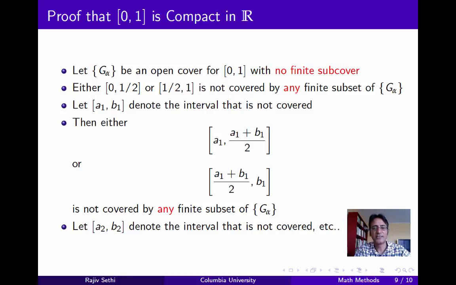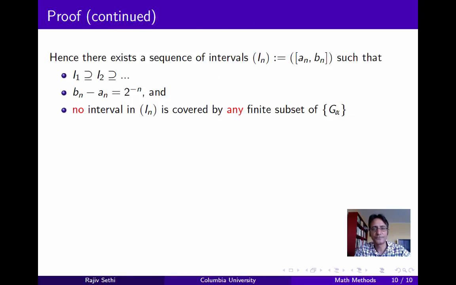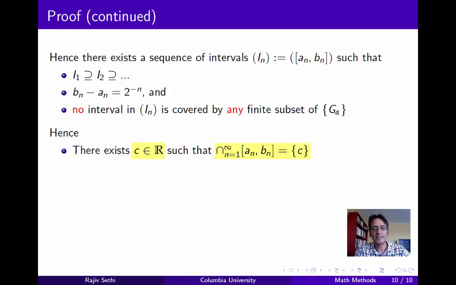And we can iterate this reasoning to get a sequence of nested intervals. So you can see where we're going with this. We'll obtain a sequence of intervals, each of which contains its successor. And these are intervals of decreasing length, in fact, in the limit of vanishing length, such that no interval in this collection is covered by any finite subset of G alpha. Now we'll apply Cantor's nested interval lemma, which states that the intersection of these intervals must be non-empty. In fact, it must have length 0, so there exists some real number c in R such that the intersection of these intervals is equal to the singleton set that contains c.